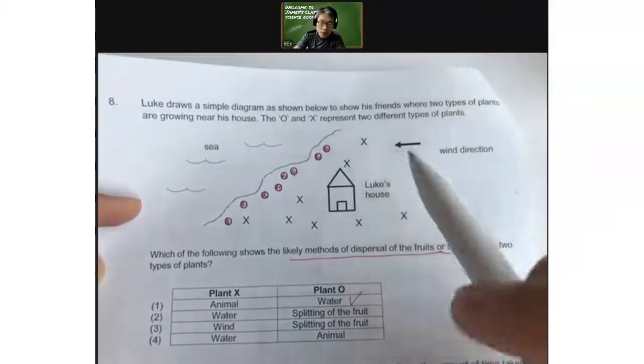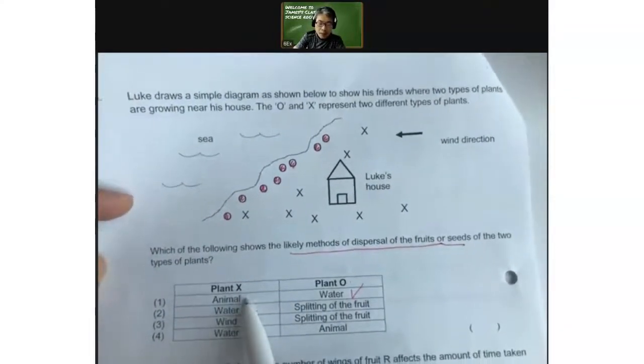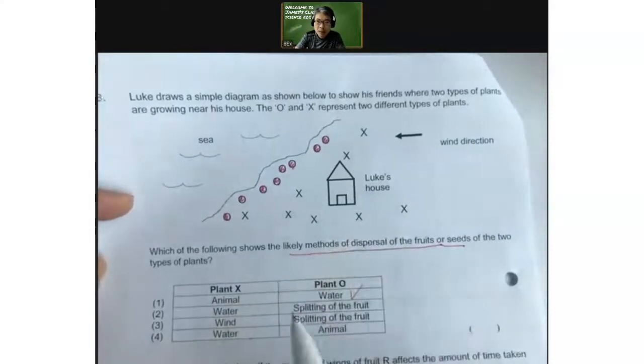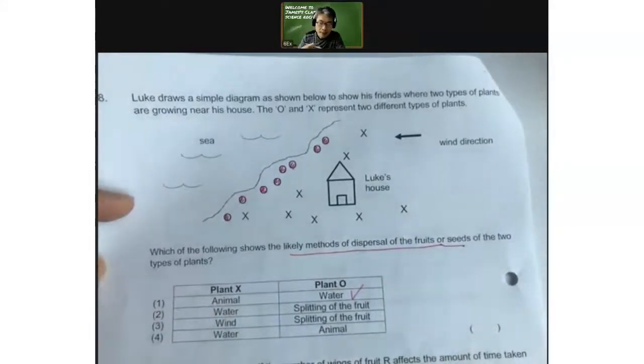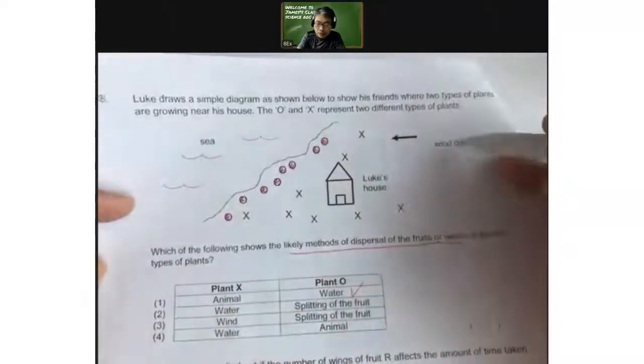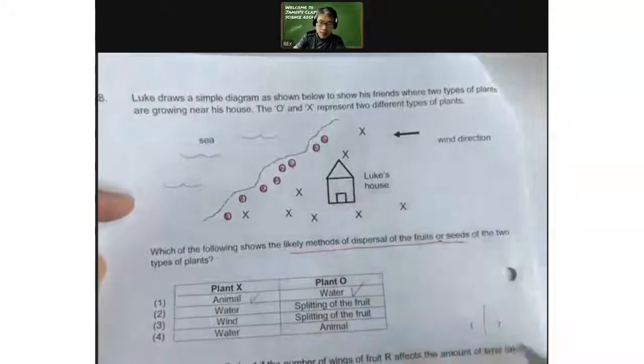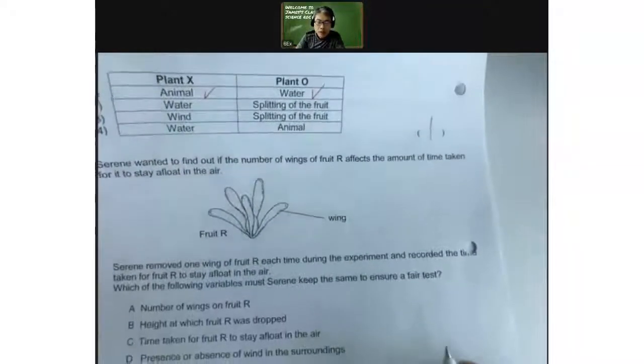But that's to be double confirmed, to be very sure. Sorry for the Singlish. Plant X here is by animal. Now animal dispersal pattern is all over the place in a random way. It doesn't care whether the wind direction is here or not, it's just all over the place. So the answer is 1.